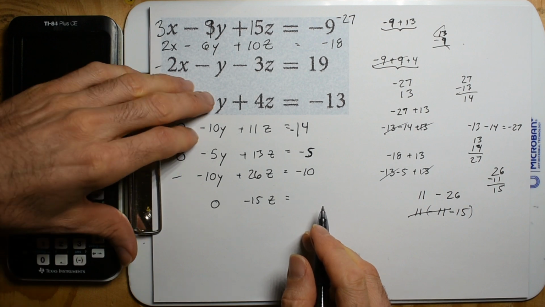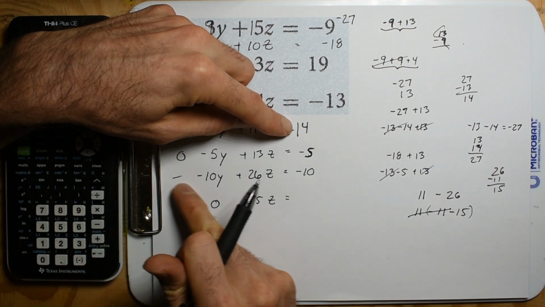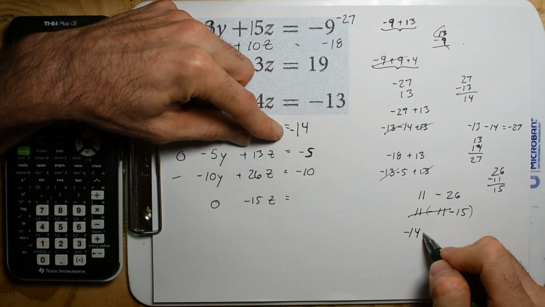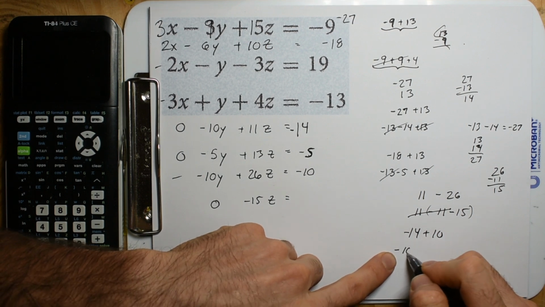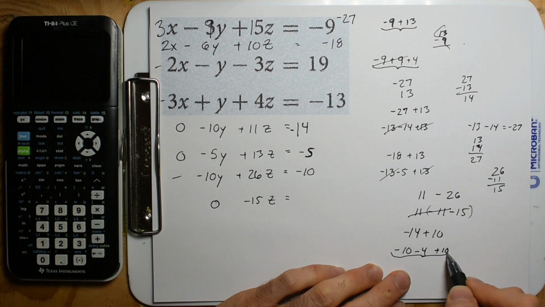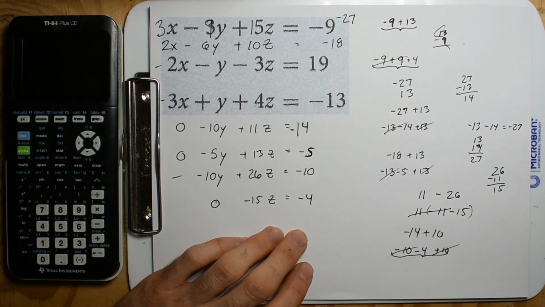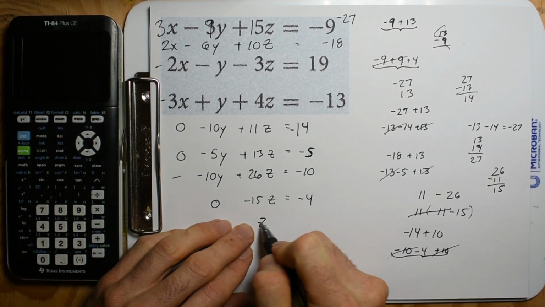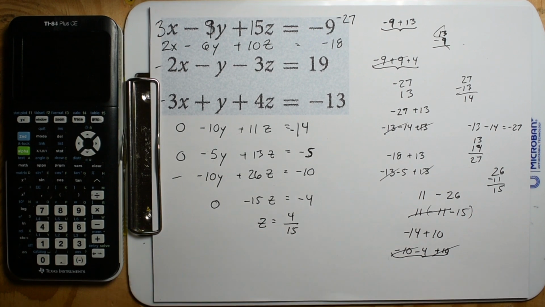And what's next? So now we have negative 14 minus negative 10. So it's negative 14 plus 10. Same thing, I can do this one real easy. Negative 10 minus 4 plus 10. I think I'm the only one that has come up with this method. I think it's a new method. So we got negative 4. Alright, so now we can see that z is 4 divided by 15.